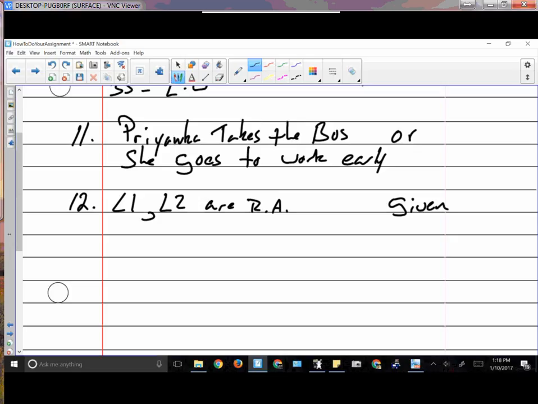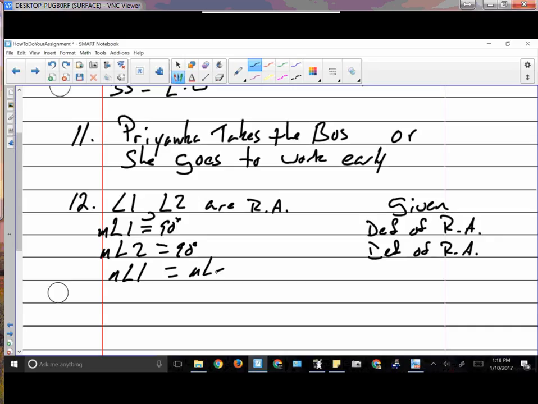Now, I got to get this to say that they're congruent, right? What do we know about right angles? Angle 1 is equal to 90 degrees, the measure. Wouldn't that be the definition of a right angle? Would the measure of angle 2 be equal to 90 degrees? Definition of a right angle? So, could I say then that the measure of angle 1 is equal to the measure of angle 2 by, say, transitivity?